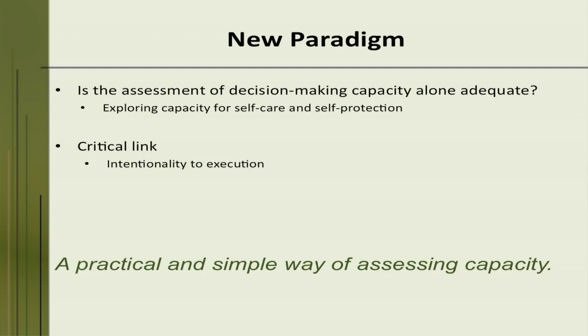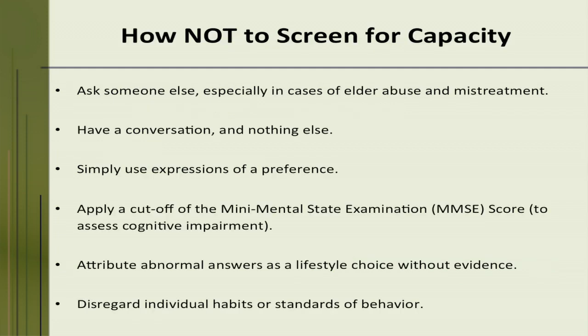That is very important. And so how not to screen for capacity? Well, one is we don't want to just ask someone, especially in cases of elder abuse and mistreatment, are they being abused? Are they not being abused? If they lack capacity, they may not even understand that they're being abused. And having a simple conversation and nothing else often is not adequate for addressing capacity, because as we mentioned, someone can have intact memory, language, understanding, but they may lack that executive capacity.